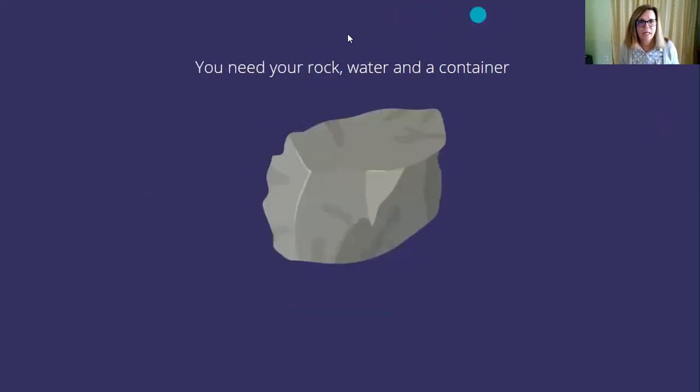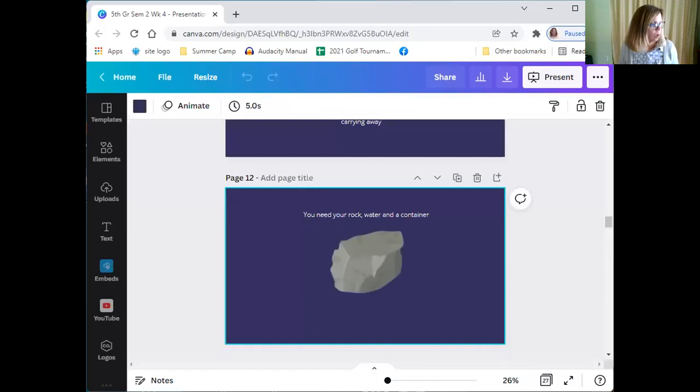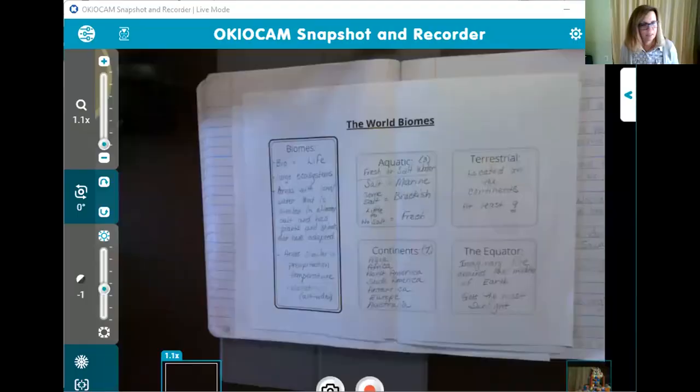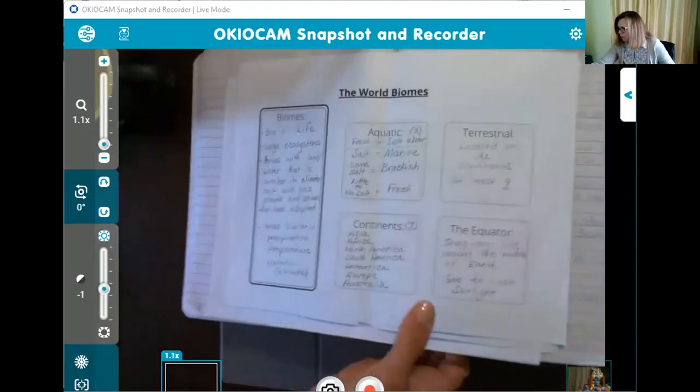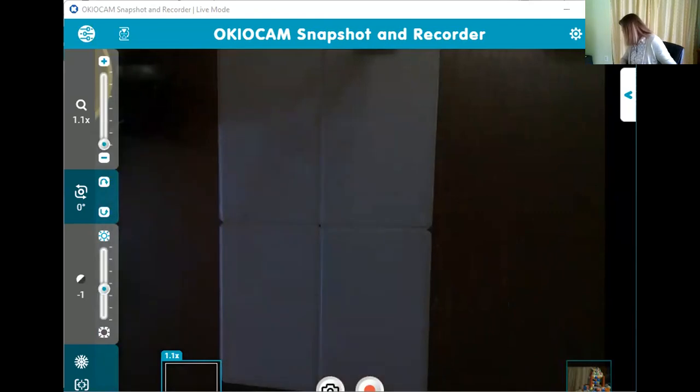So we need the rock in a container and some water. And I'm going to show you really quickly how you can get weathering and erosion. So let me bring up my camera, and I'm going to bring up some water, and I'll show you here what happens.